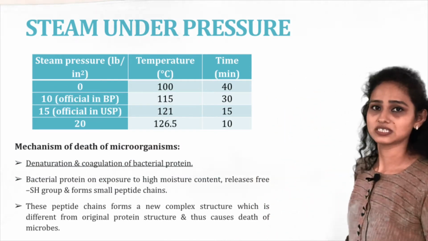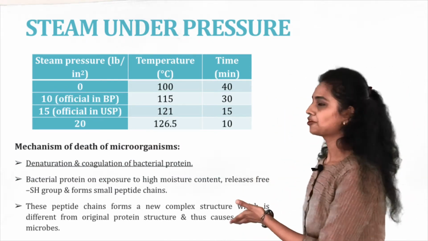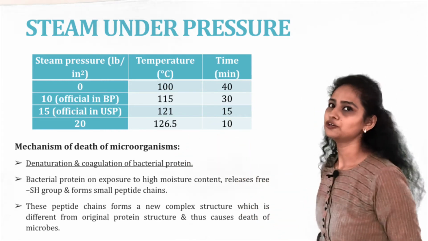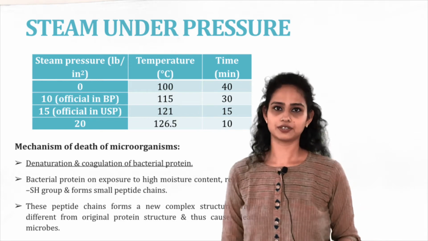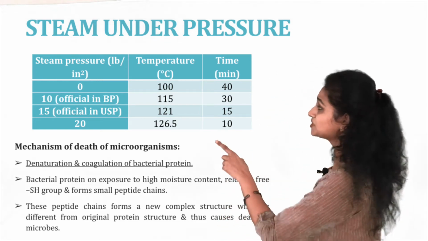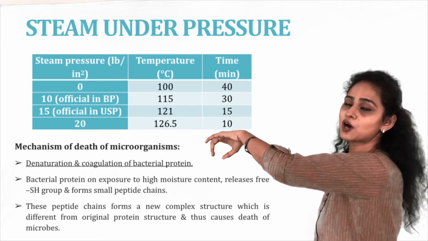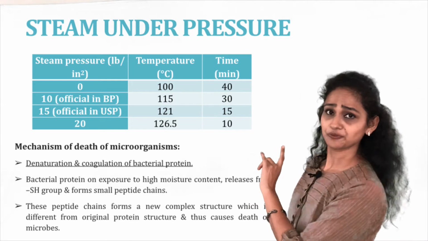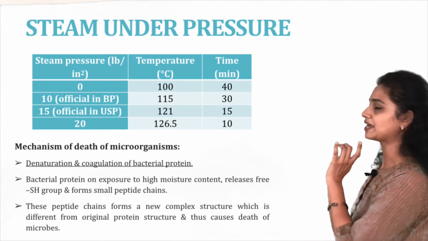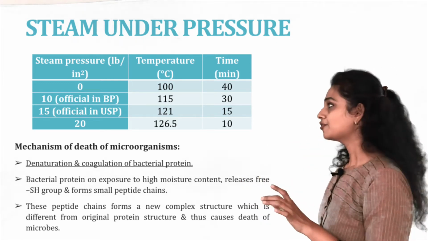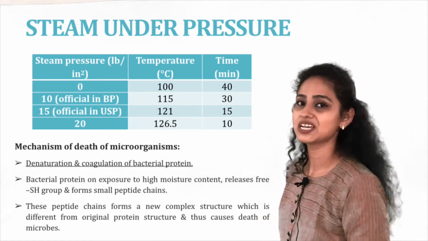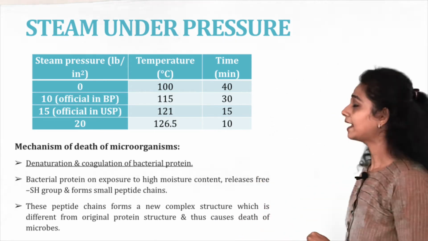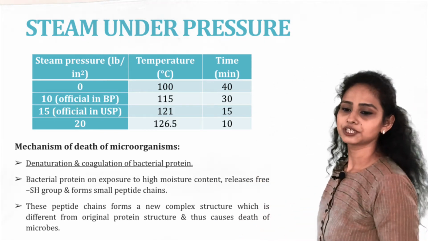The next method is steam under pressure. Now, I have drawn a table which indicates pressure, temperature and time. As you all know, when we boil water, it can only achieve 100 degrees Celsius, and at 100 degrees Celsius, that means 0 pressure, 0 psi, that is pounds per square inch. So, at 0 psi pressure, water will achieve only 100 degrees Celsius and the sterilization time required is 40 minutes. Now, if I apply 10 psi pressure, then the achievable temperature is 115 degrees Celsius and the sterilization time reduces to 30 minutes.